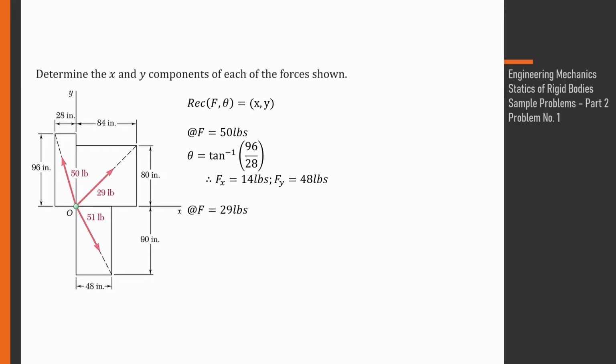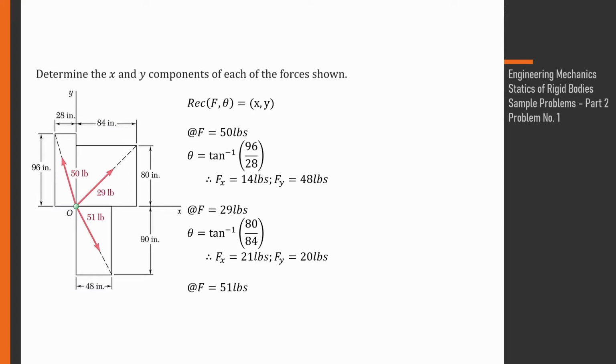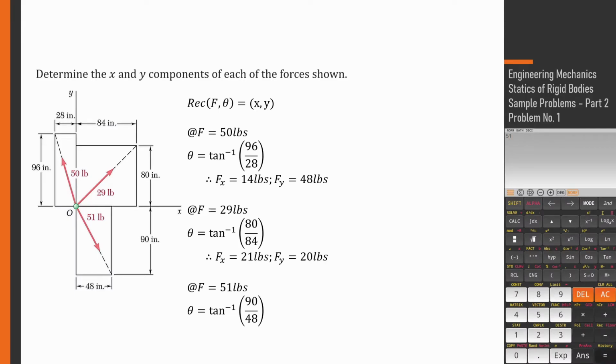So for the 29-pound force, so arctangent, and then F is equal to 29, a is equal to 80, b is equal to 84. So therefore, horizontal component or x component is 21, and then the y component is 20 pounds. So for the 51-pound force, so F is equal to 51, a is equal to 90, and b is equal to 48. So x component is 24, y component is 45 pounds.